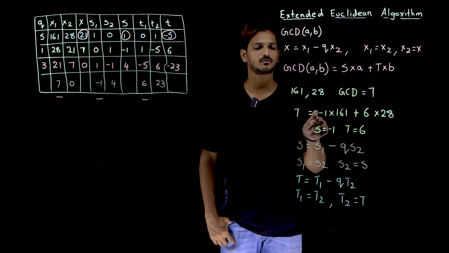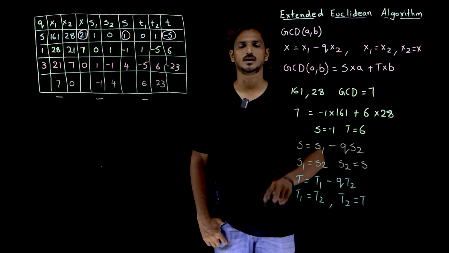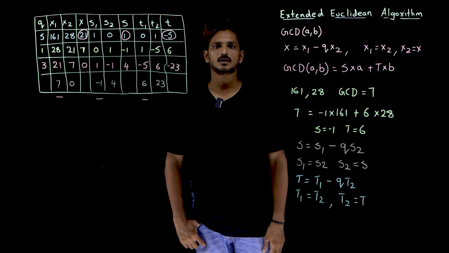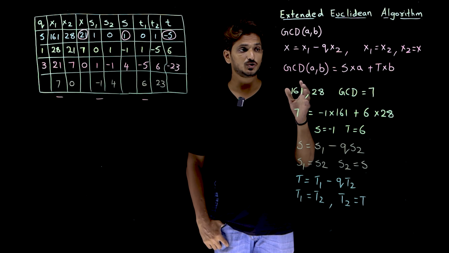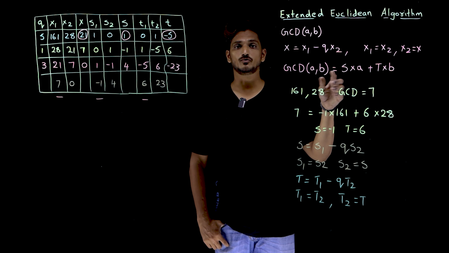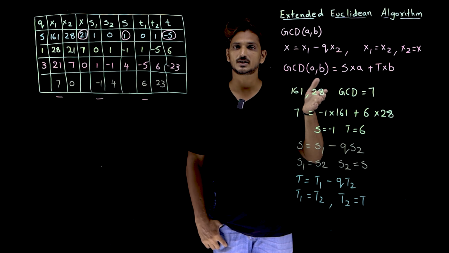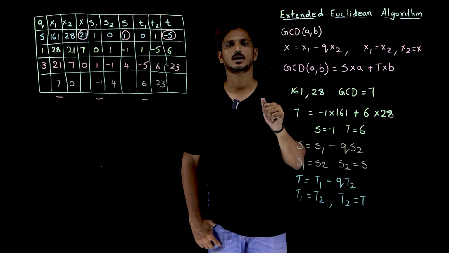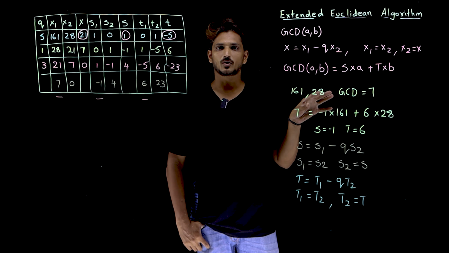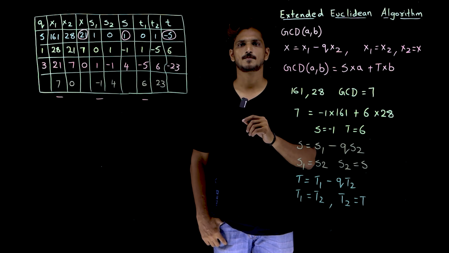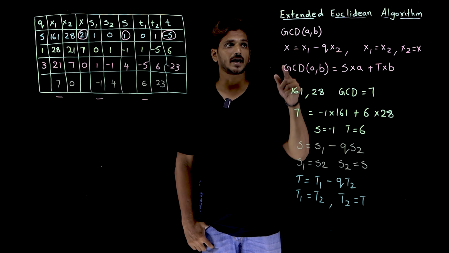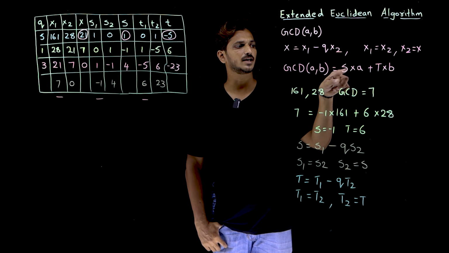We are going to identify S and T values. So in our coming classes, we are going to use these S and T values. Where we are going to use them, we are going to discuss in our coming classes, whenever it is required, in our cryptography basics. Hope you understand how to find the S and T values using the extended Euclidean algorithm.